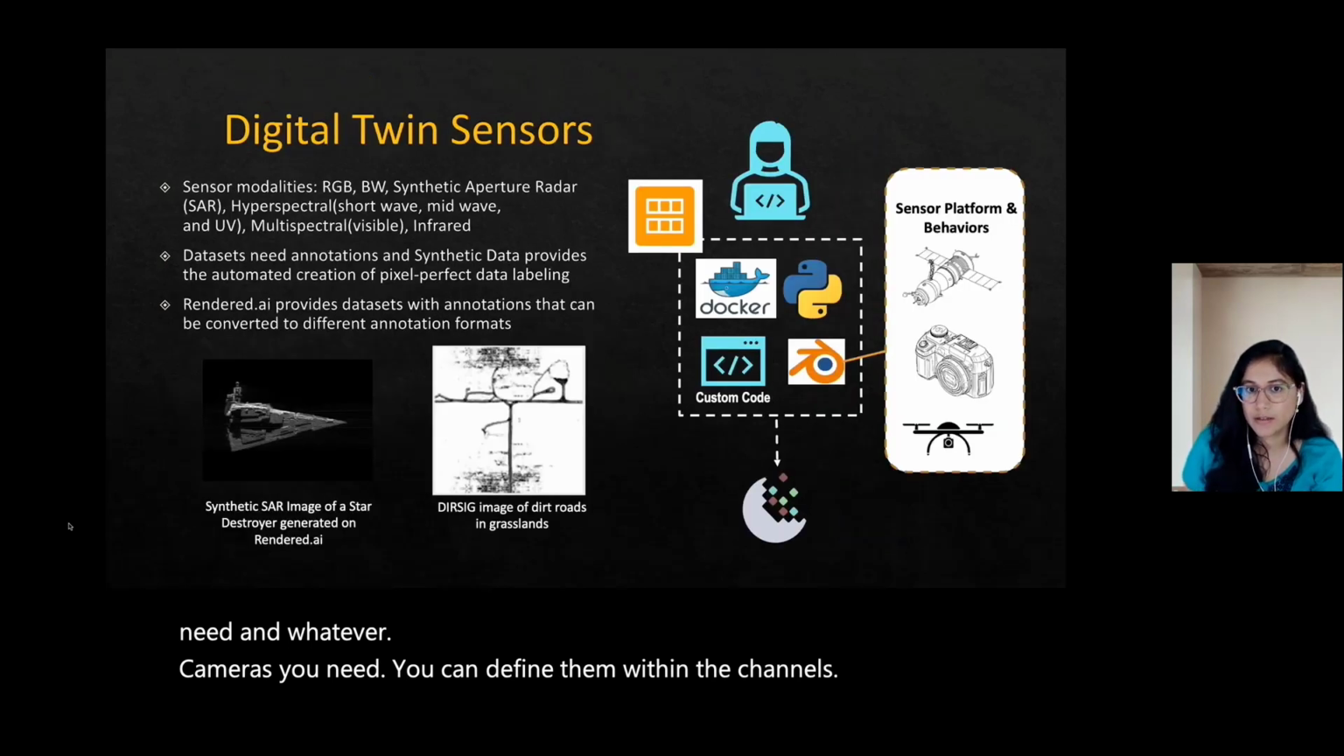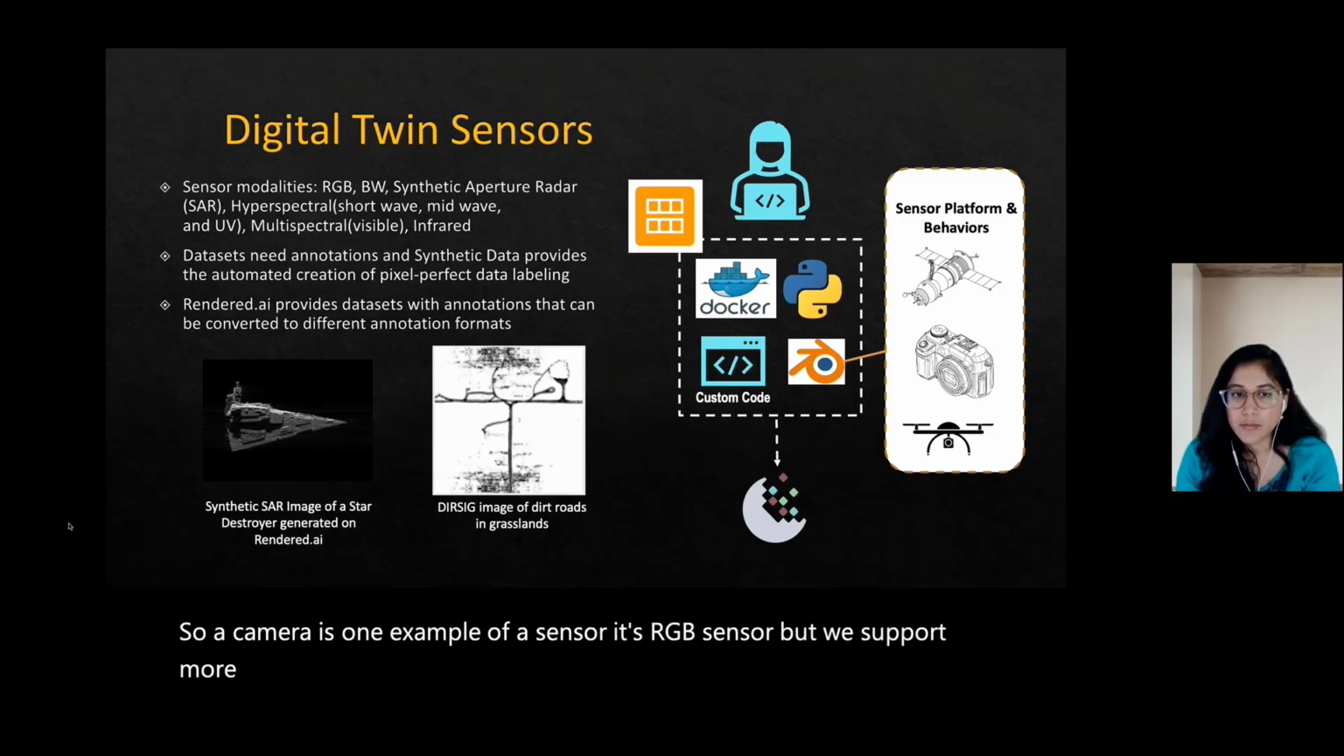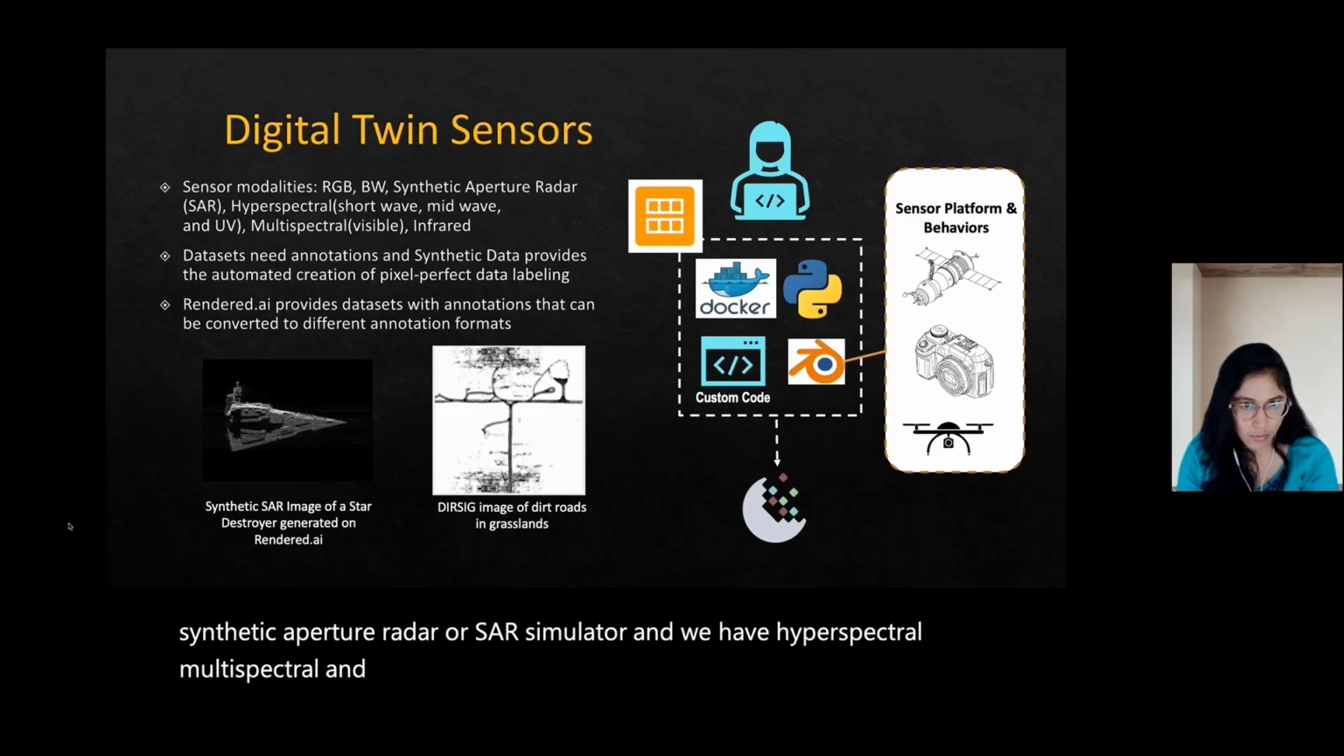So a camera is one example of a sensor. It's an RGB sensor, but we support more than that. We have support for black and white. We have a custom synthetic aperture radar or SAR simulator, and we have hyperspectral, multispectral, and infrared support.